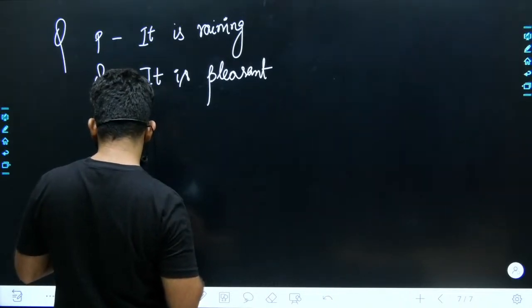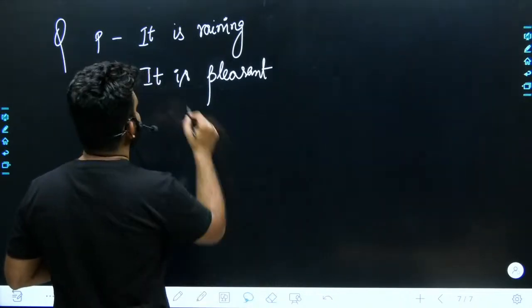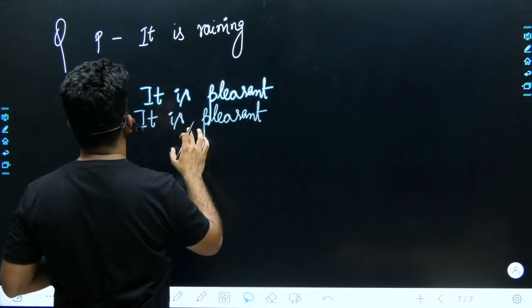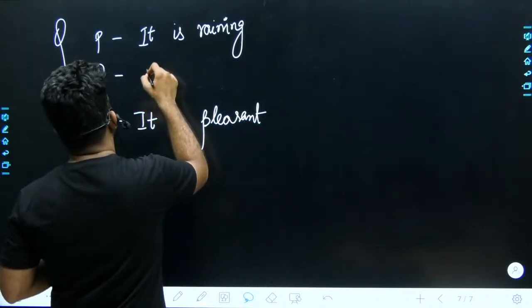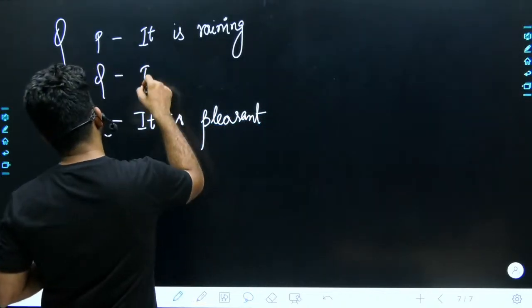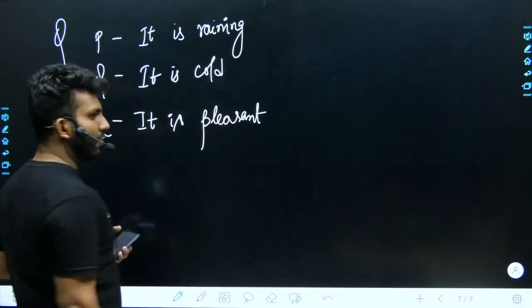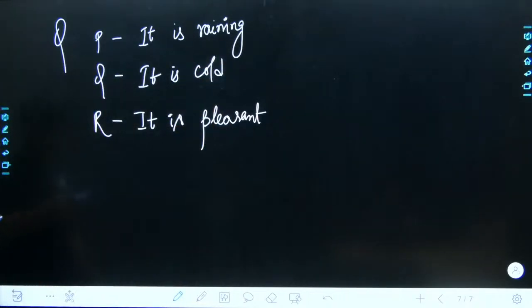Okay, I have changed the order. This has to be written below. Okay, it is cold. Over here I need to write it is cold. It is raining, it is cold, it is pleasant.